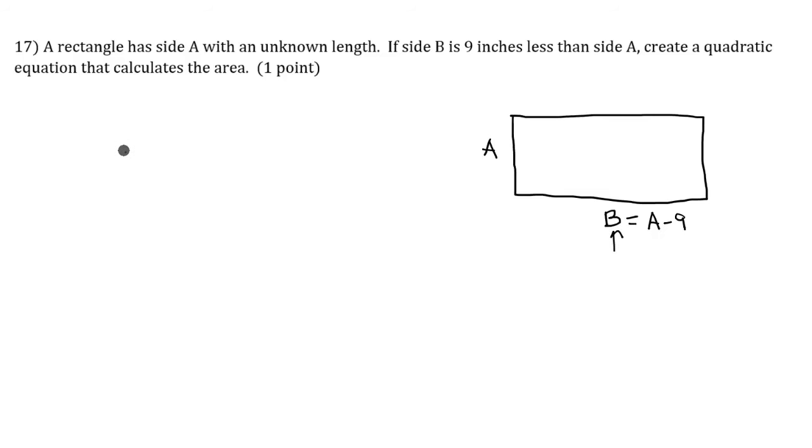And we need to create a quadratic equation that calculates the area. So area is modeled by this formula here, length times width. And we'll say that our length would be B, and our B is going to be A minus 9. And then our width was up here, that's going to be A. So length times width is A minus 9 times A, and that's going to be our area. That would be our quadratic equation that calculates the area. We don't have to distribute anything. This would work.